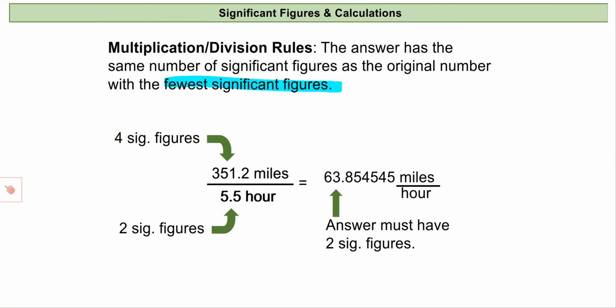So I have 4 significant figures measured for my miles, and I have two significant figures measured for time. So when I divide these two, I'm going to use my multiplication and division rules for significant figures. These state that I'll report the number of significant figures that matches the fewest significant figures in my calculation. Remember, these are only going to be for my inexact numbers. So I've got 4 on top, 2 on the bottom. I can only report two significant figures for my answer, which would be 63.